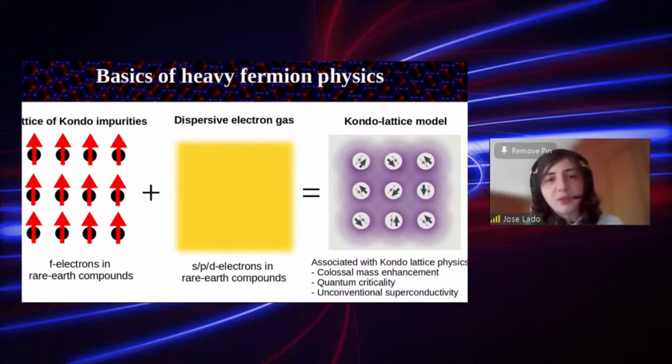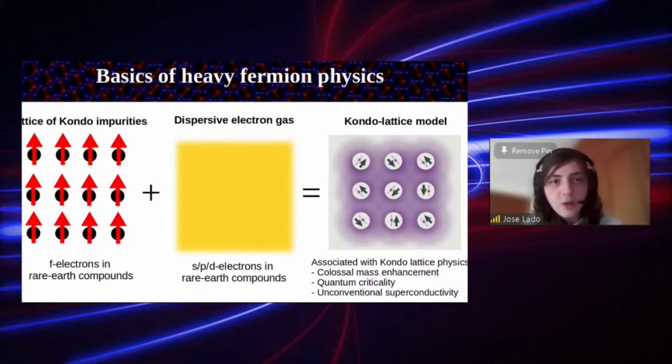exchange constant between our magnetic impurities, we essentially push the system to a quantum macroscopic entangled state in which every single magnetic moment is screened by the dispersive gas. This is what is called the heavy fermion regime, and this is the parent state of the colossal mass enhancement that we have in heavy fermions, the different forms of quantum criticality and unconventional superconductivity. So this is essentially what we are going to do with these twisted two-dimensional materials.